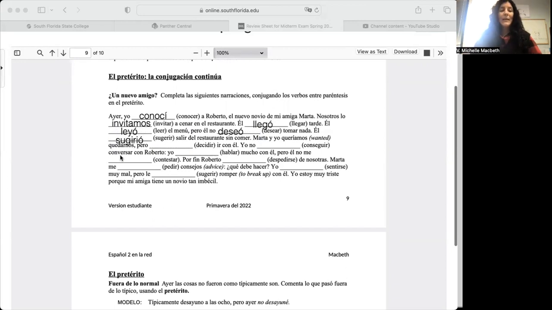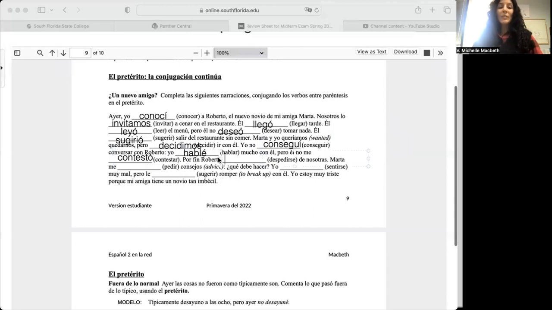Marta y yo queríamos conversar con él, queríamos quedarnos, pero decidimos ir con él. Yo no conseguí conversar con Roberto. Yo hablé mucho con él, pero él no me contestó.